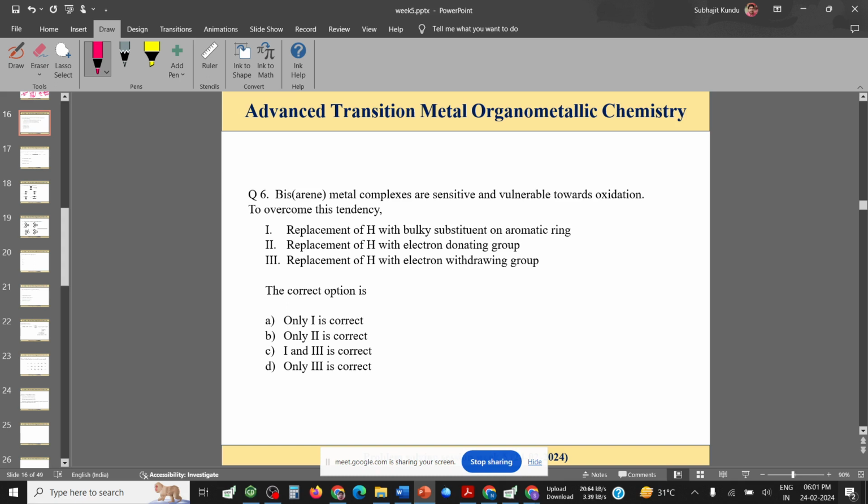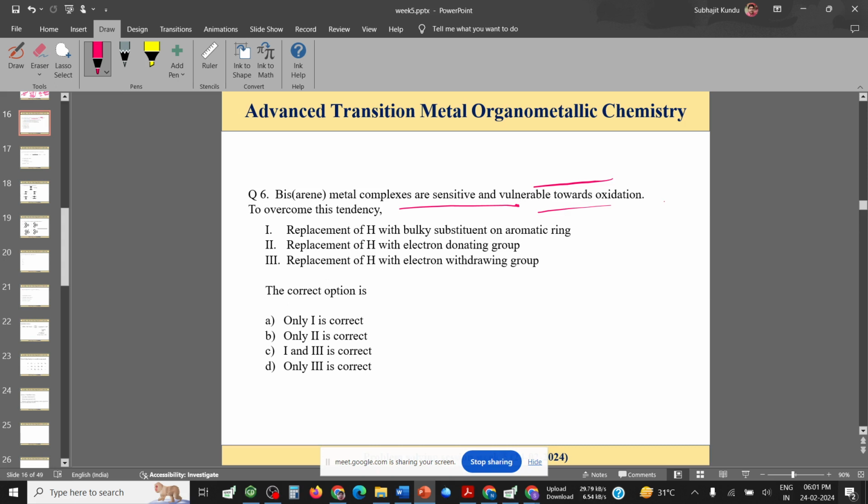And with this, these arene complexes are sensitive as well as vulnerable towards oxidation. These two points are now clear from the previous question discussion. Now, to overcome this tendency, we just need to do something. So here this is the replacement of H with a bulky substituent.